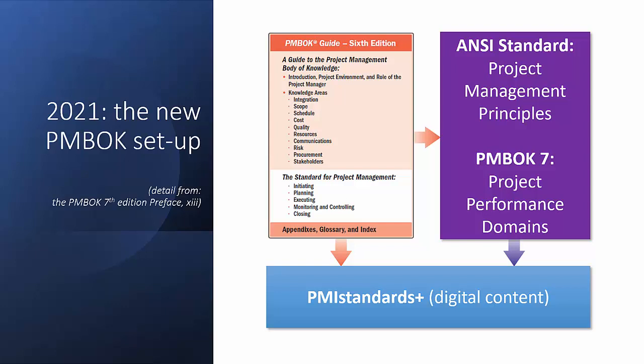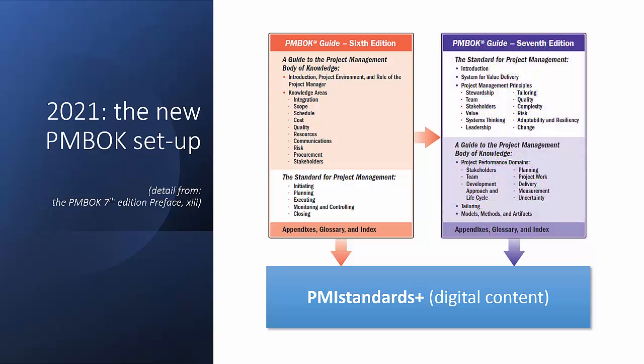In the PMBOK 7, the ANSI standard is based around the key principles of project management. There are these 12 principles that go from stewardship to change. You can see them there: stewardship, teams, stakeholders, value, systems thinking, and so on. And the idea is that these cover the principles with which we run projects. The project management body of knowledge again looks at the project management work from a higher level.